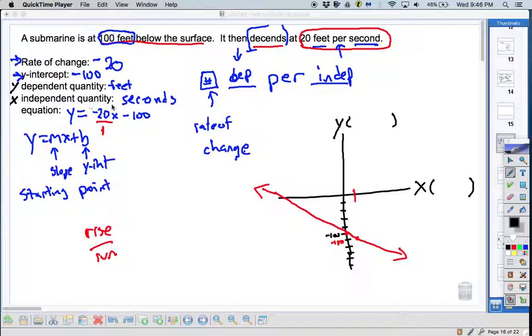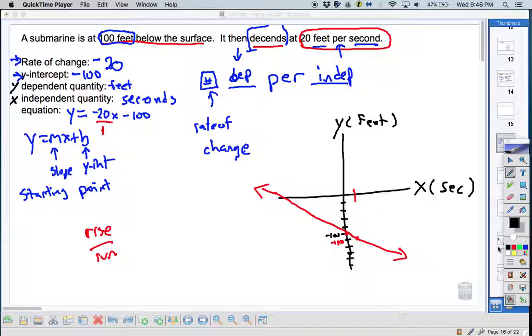Well, it says x is seconds, so over here on the x-axis, we're going to label this one as seconds. And the y is labeled as feet, so we need to go up here to the y, and we're going to label this in terms of feet. And now we are done. So we have our graph, we have it labeled, and we are happy.